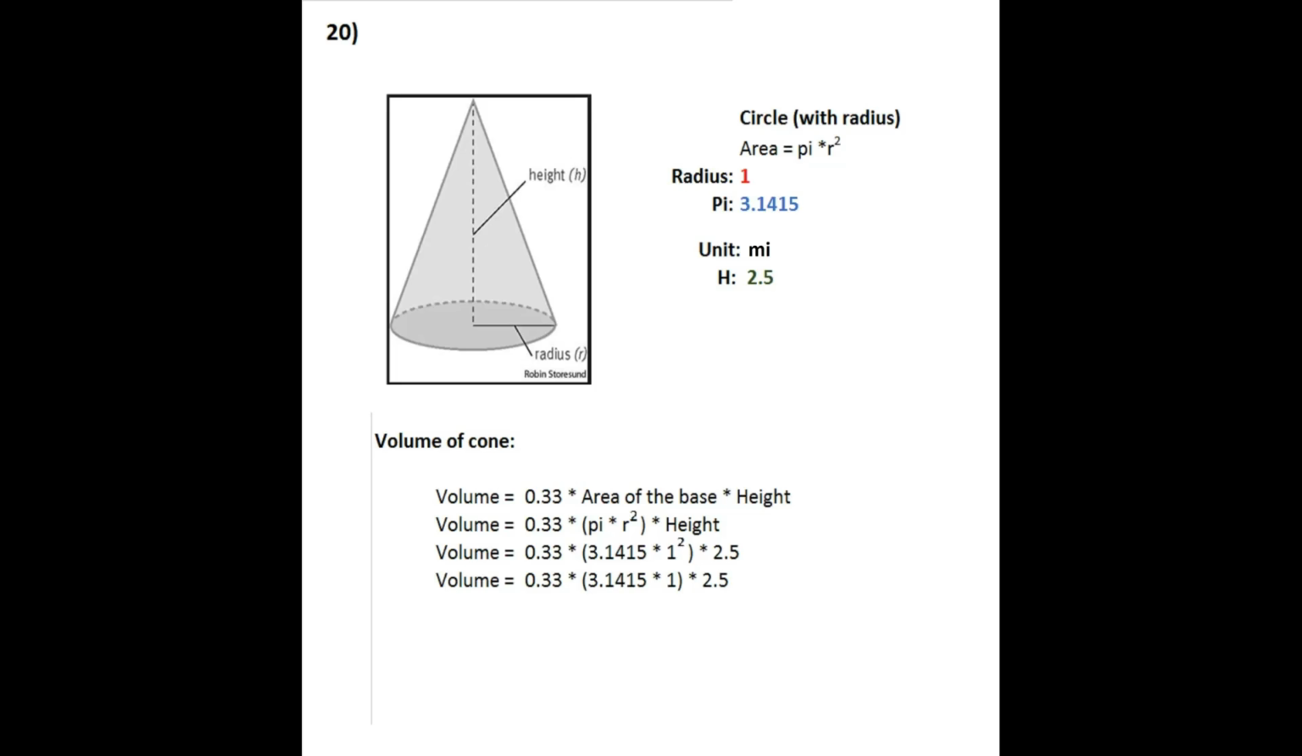0.33 times 3.1415 times 1 times 2.5. 0.33 times pi times 2.5. 0.33 times 7.85, and our final answer is 2.62 miles cubed. And that's our final answer for the volume of this particular cone.